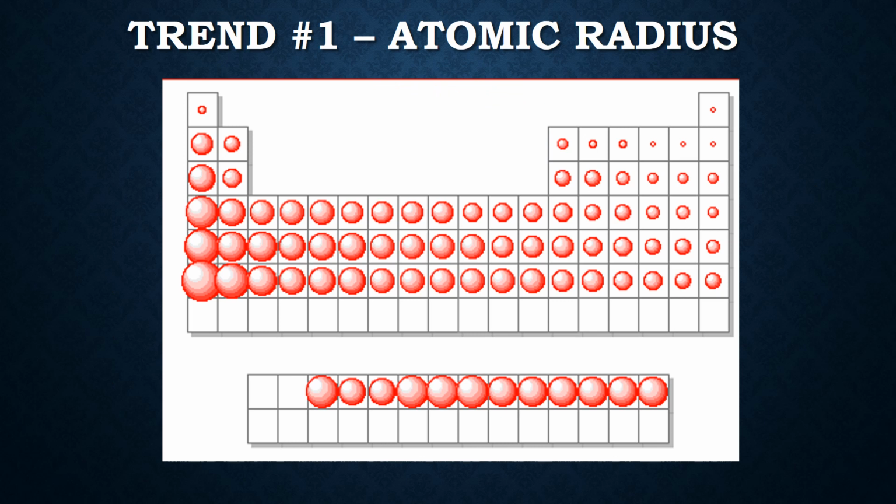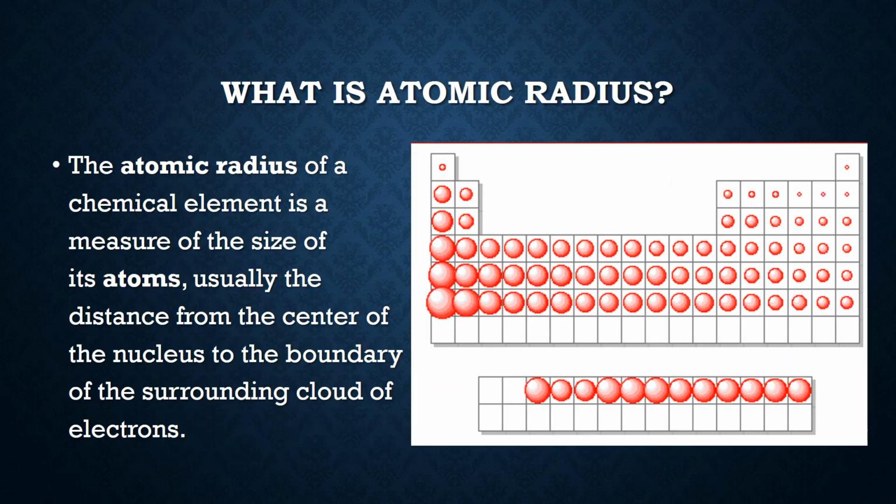All right, here is a picture. This actually literally illustrates atomic radius, so we're going to keep referring back to it. The first thing you should notice as you're looking at it is as you go down, they get bigger. And as you go from left to right, they get smaller. Okay? So, let's talk about what they are.